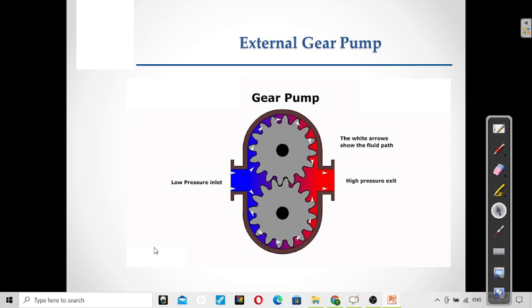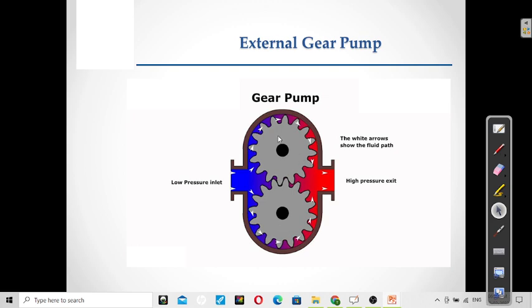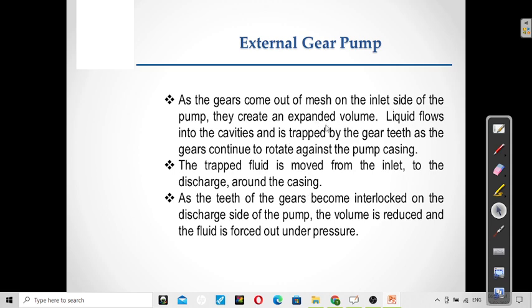The main operation of this external gear pump is that as the gears come out of mesh at the inlet side of the pump, they create an expanded volume. See here, if the motor is on, it will rotate like this, from here to here and here to here. Here one expanded volume will be created. Due to this expanded volume, the oil will get pressurized. See, they create an expanded volume.